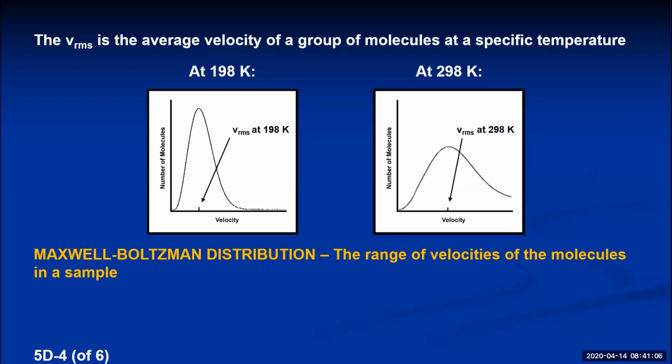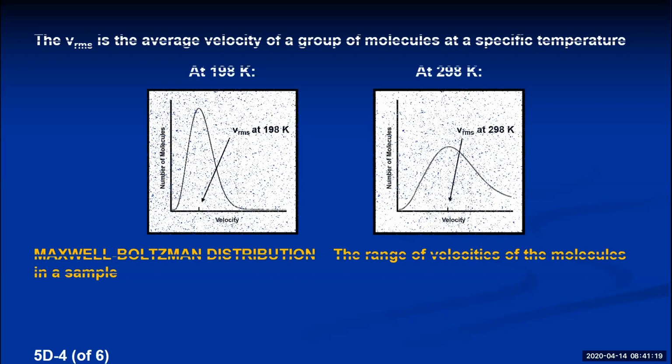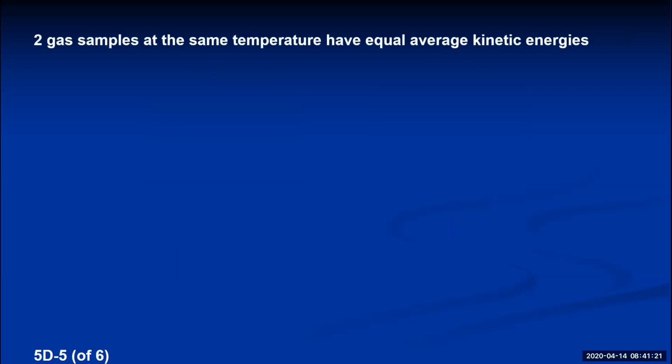So you need to know as the temperature goes up, the root mean square velocity definitely increases, it shifts to the right, but then the graph will flatten out as the molecules spread out over a wider range of potential velocities.